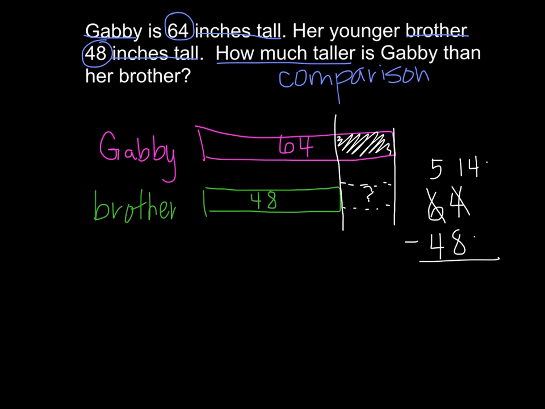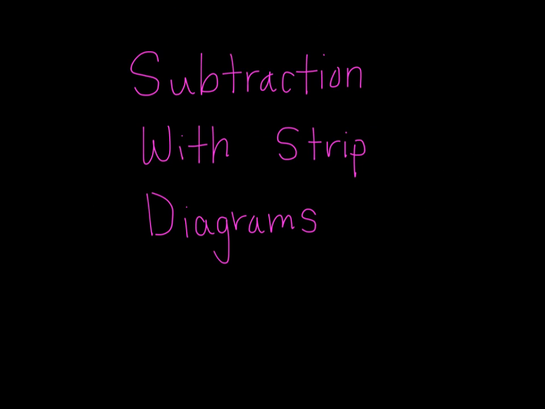14 minus 8 is 6, because 6 plus 8 equals 14. 5 minus 4 is 1, because 1 plus 4 equals 5. So now we know that Gabby is 16 inches taller than her brother. This has been how to do subtraction with strip diagrams.